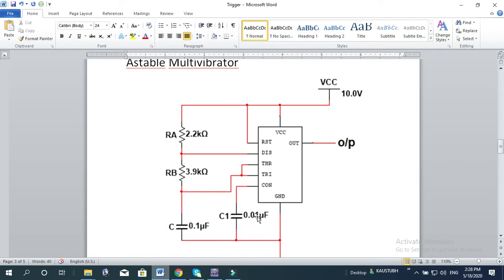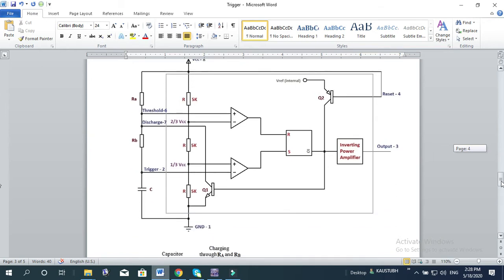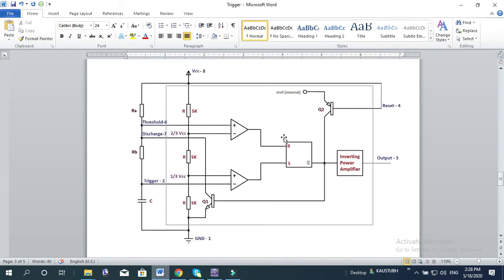This capacitor C1 is fixed at 0.01 microfarad, and the VCC can be 5 to 15 volt. Here I have given say 10 volt. And this is the internal circuitry of the 555 timer. Under this box is the internal part. These two op-amps behave as comparators, this is the RS flip-flop, and this is just an output amplifier. Q1 and Q2 are transistors.